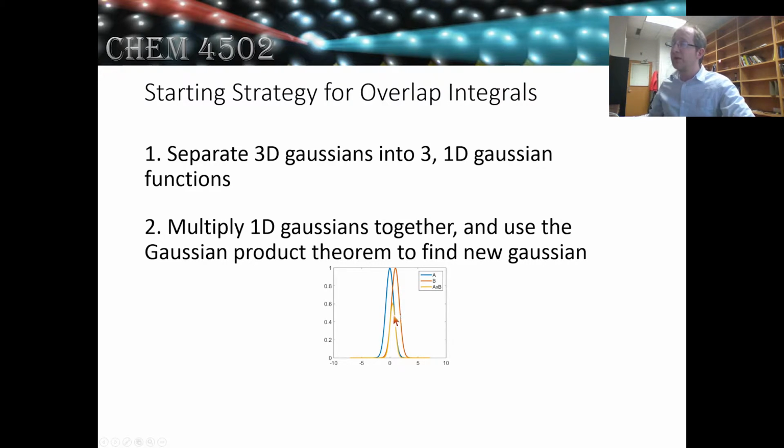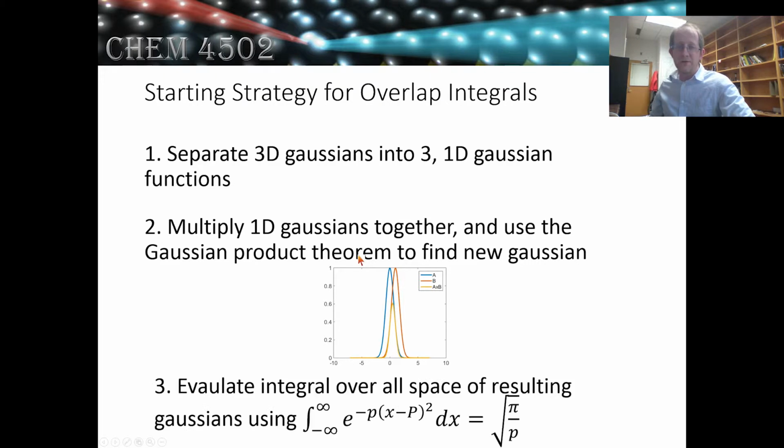And once we have created a new Gaussian, taking integrals of Gaussians over all space is particularly trivial, because we can evaluate that simply using the fundamental theorem for Gaussian integrals, which states that the integral should be equal to the square root of pi divided by the exponent of the resulting Gaussian.